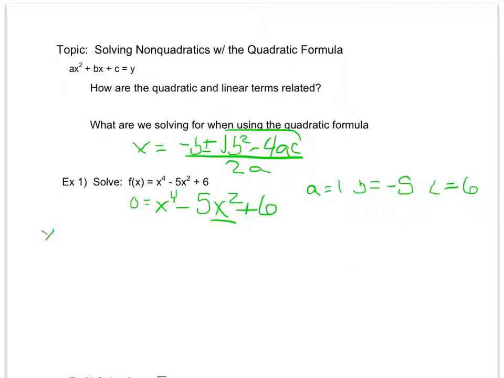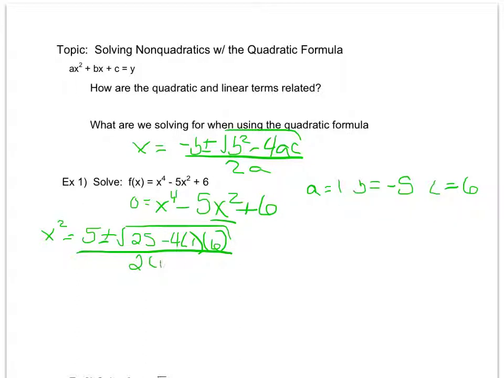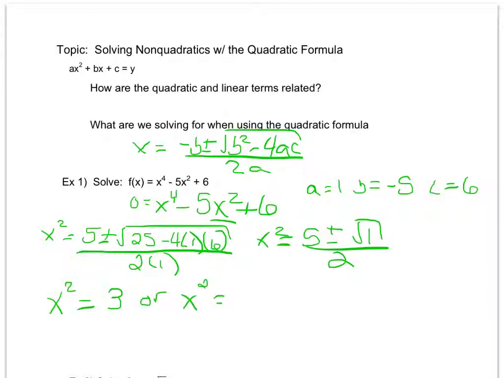So I'll have x squared equals negative b plus or minus the square root of b squared minus 4 times a times c, all over 2 times a, which reduces to x squared equals 5 plus or minus the square root of 1 all over 2. So x squared equals 5 plus the square root of 1, which is 6 over 2, or 3, or x squared equals 5 minus 1, 4 over 2, which is 2.